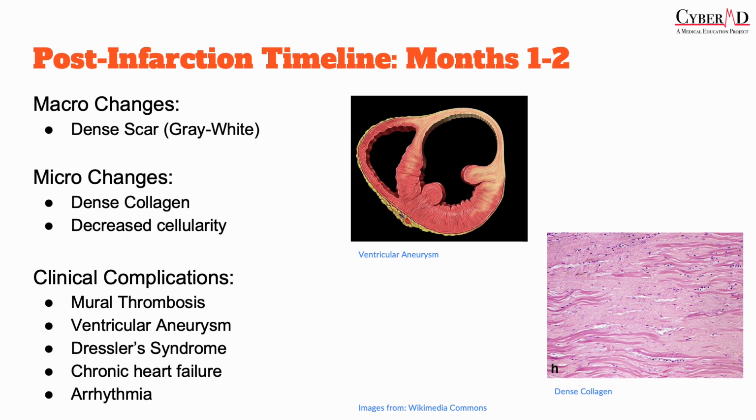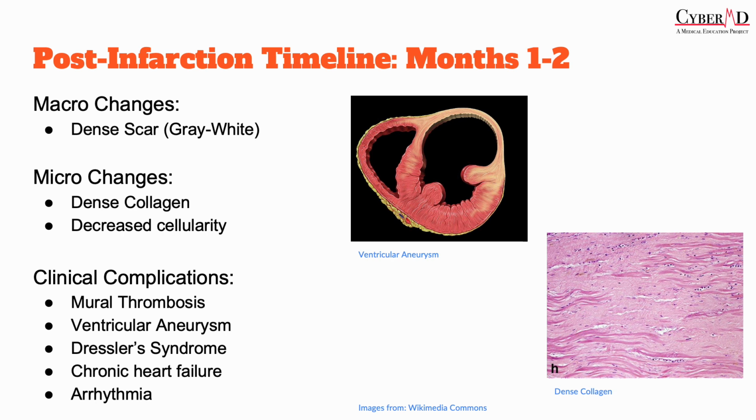a stroke. To manage mural thrombosis, anticoagulation is often prescribed to prevent the formation and/or the growth of these blood clots. In some cases, surgical interventions may be necessary to remove the clot.